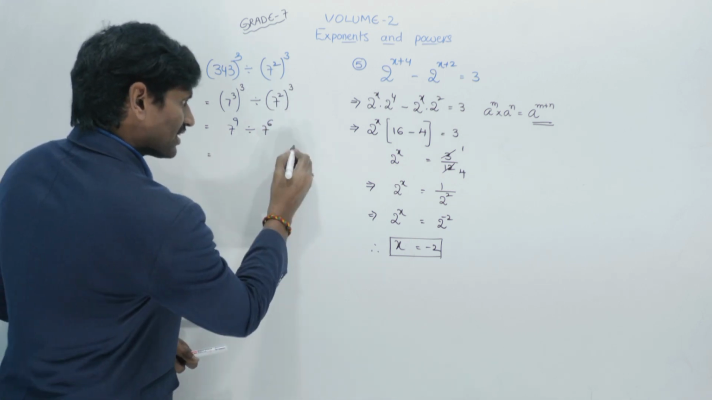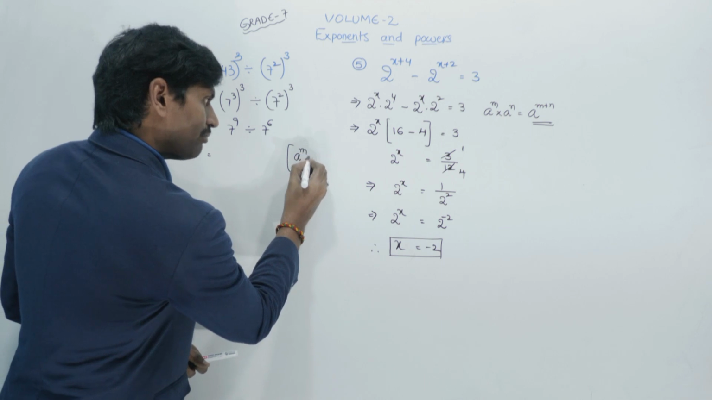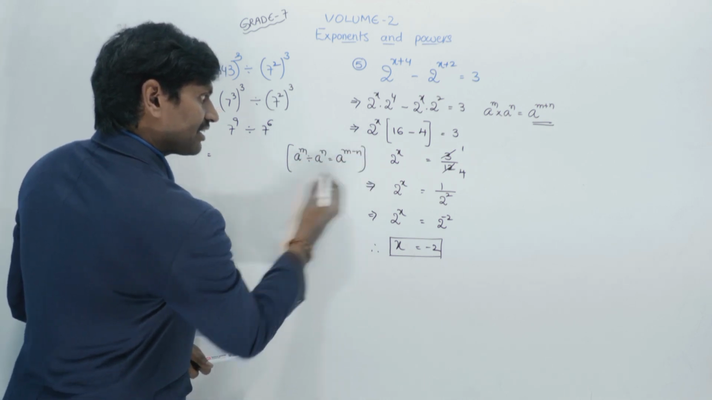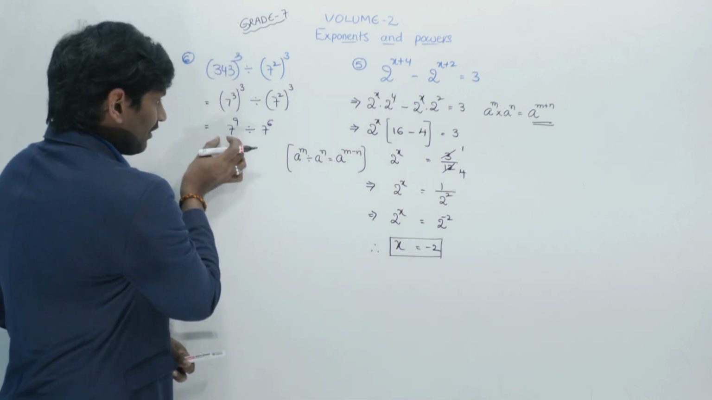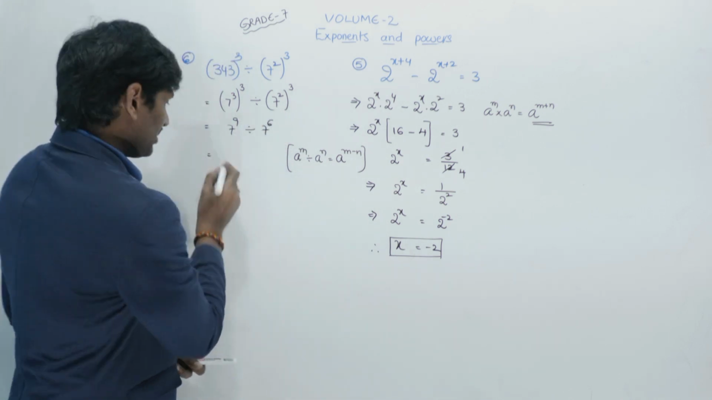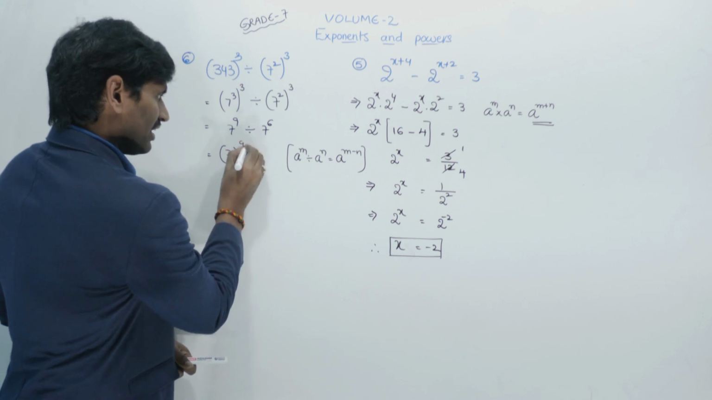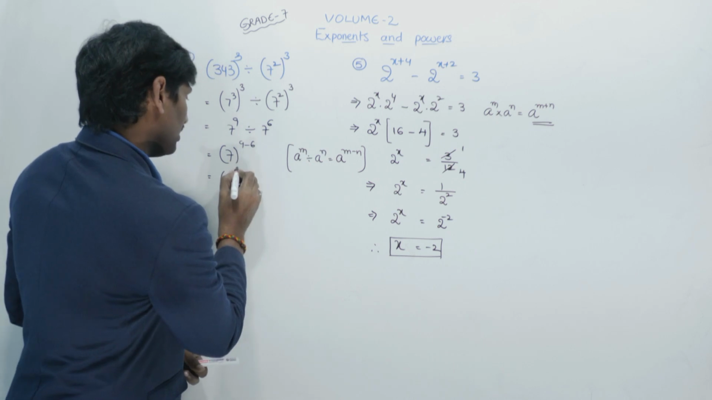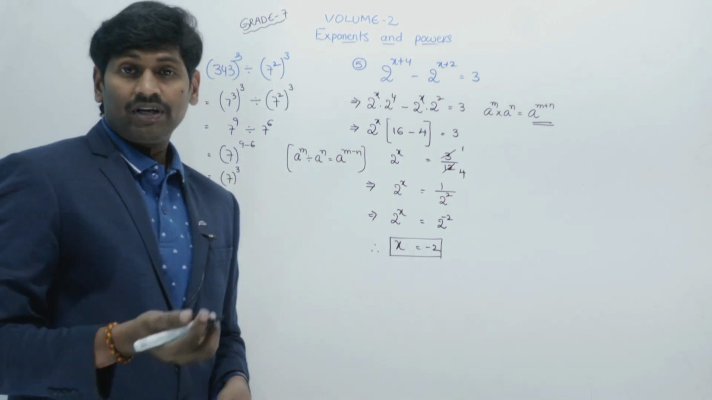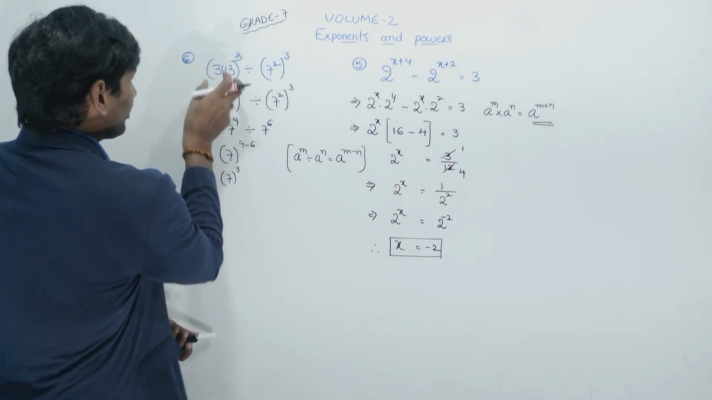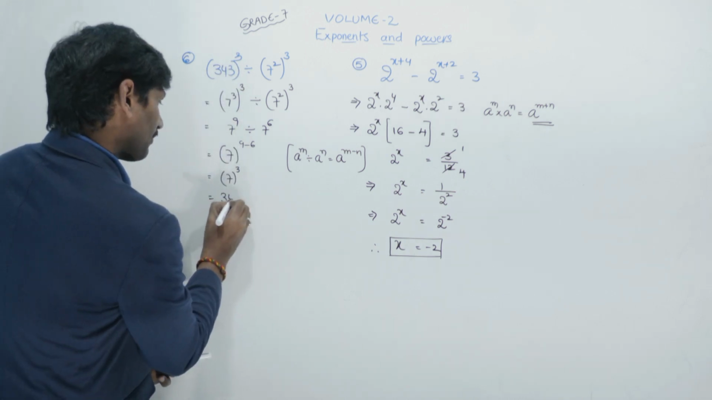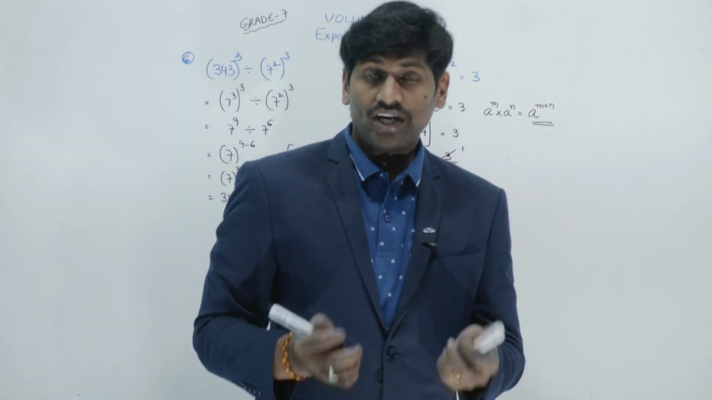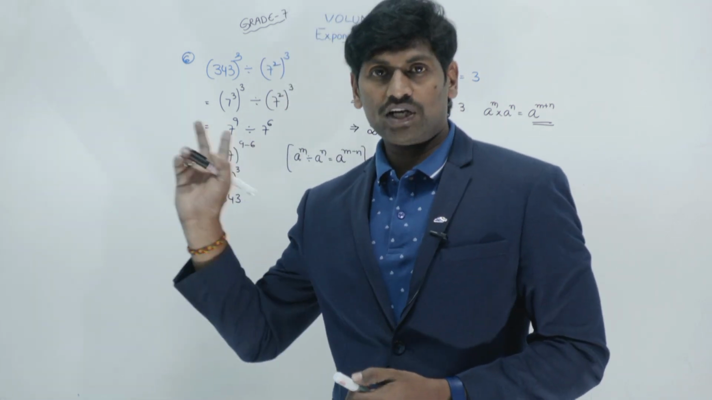So as we discussed about the formula, a power m divided by a power n is nothing but a power m minus n. Am I right? So 7 power 9 divided by 7 power 6 is nothing but 7 power 9 minus 6, is nothing but 7 power how much? 3. 9 minus 6 is 3. 7 cube. 7 cube means again 343 will come. 7 into 7 into 7. 7 7s are 49, 49 7s are 343.